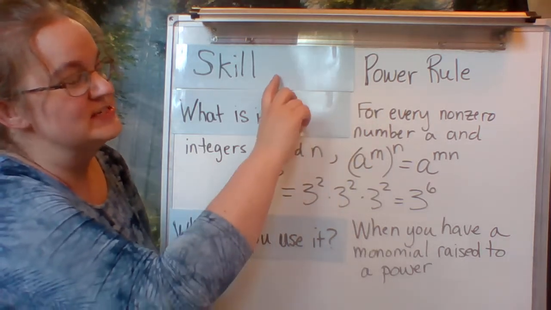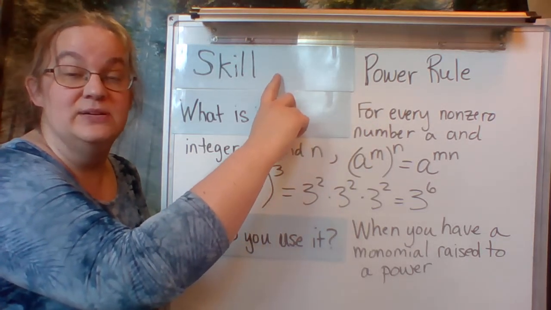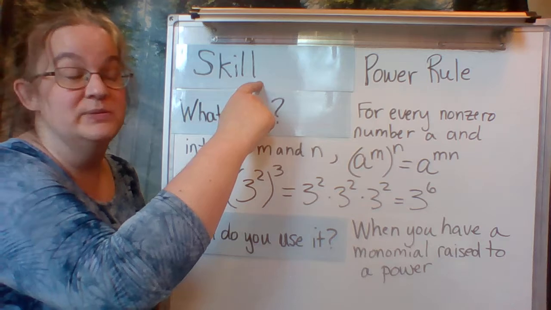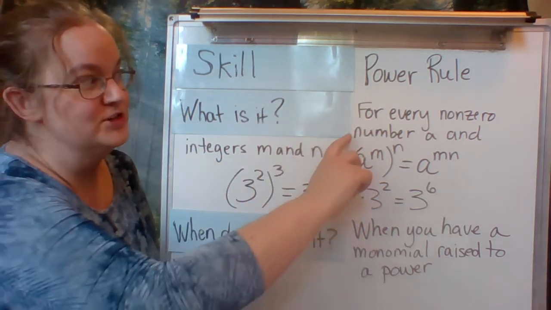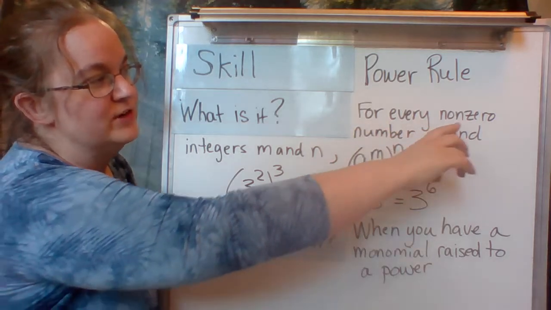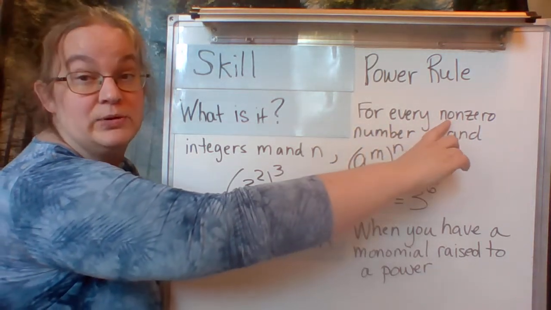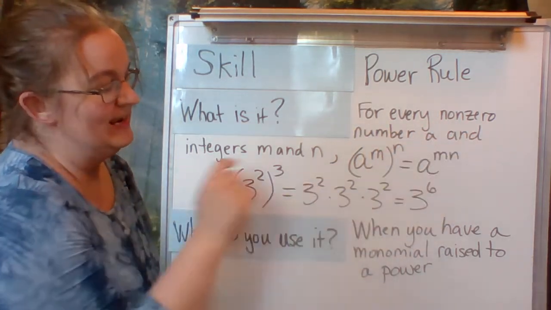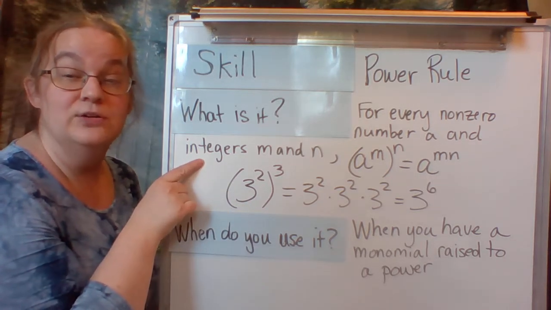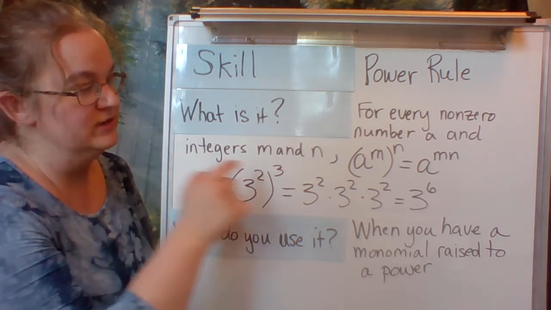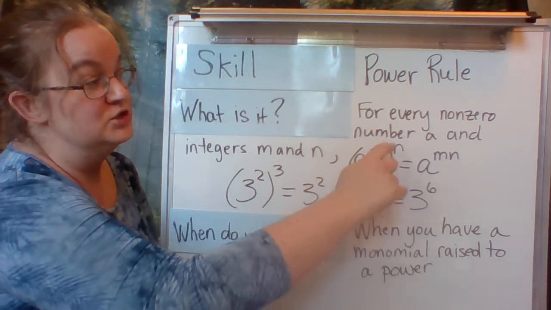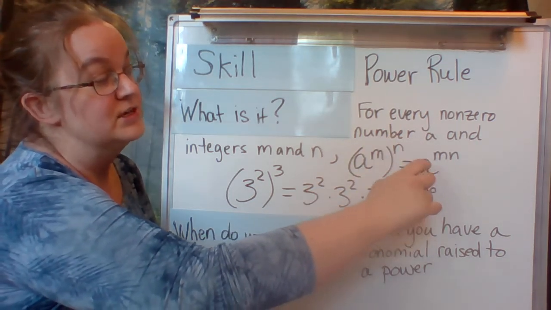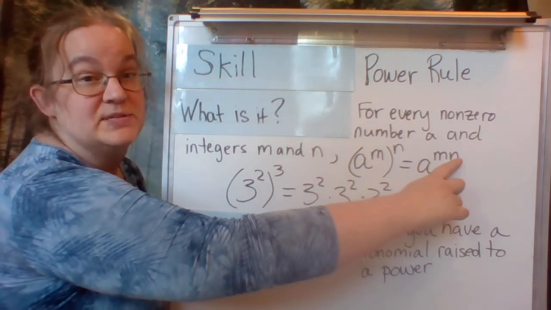Okay, so the skill, if you're using the content frame to take notes, the first column is skill, you'd write power rule. The second column is what is it? So the official version of it is for every non-zero number A, remember non-zero means not zero, and integers, which are whole numbers and their opposites, no fractions, no decimals, M and N: A to the M in parentheses to the N power equals A to the M times N.